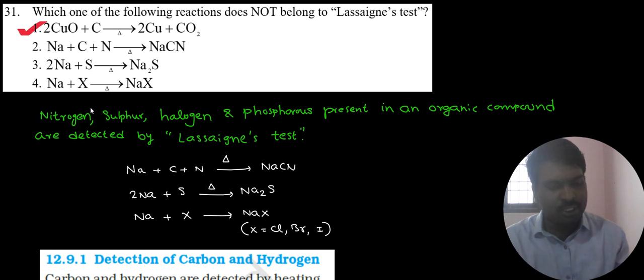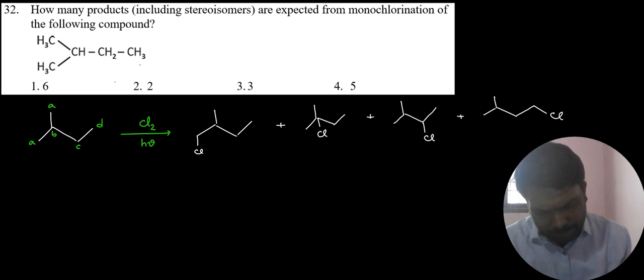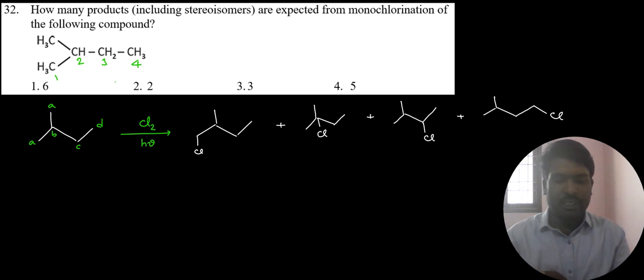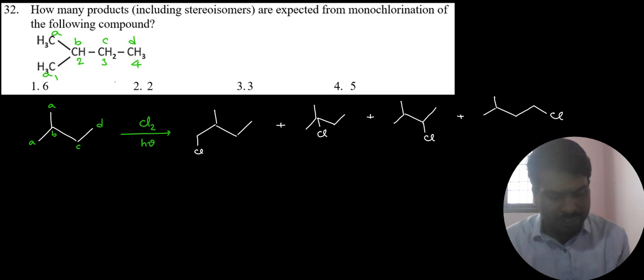Now moving to the next question. Question 32. How many products including stereoisomers are expected from monochlorination of the following compound? It is 2-methyl butane. What is the IUPAC name? 2-methyl butane. Here, how many monochlorinated products are formed? Here, A type, A type. These two methyls are identical. This is B type, C type, D type.